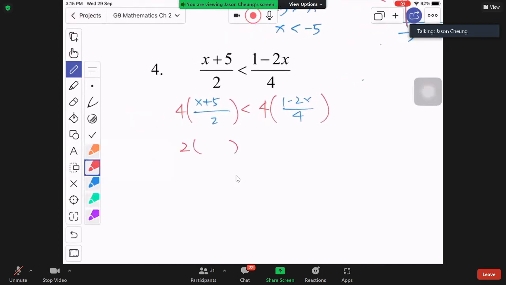When we multiply by 4 on both sides, on the left-hand side it will become 2 times x plus 5. The sign will not change. And then here, the right-hand side will become 1 minus 2x. Very easy, right? And then expand it.